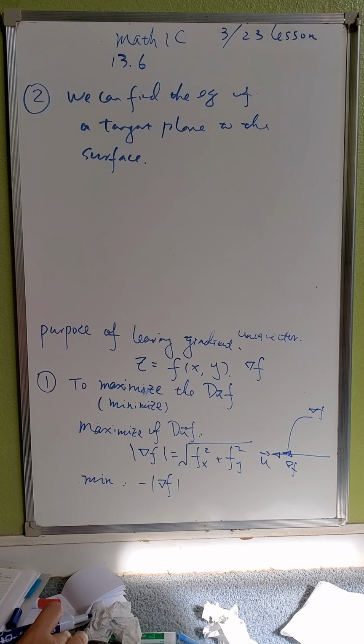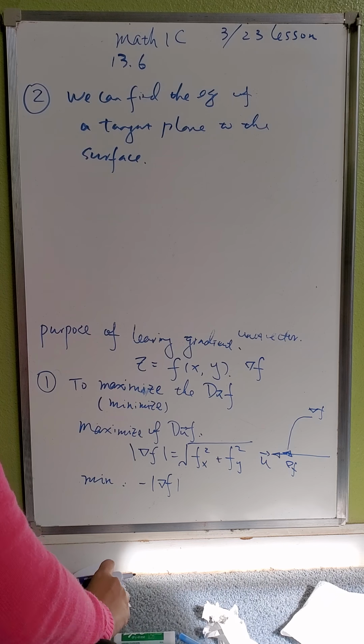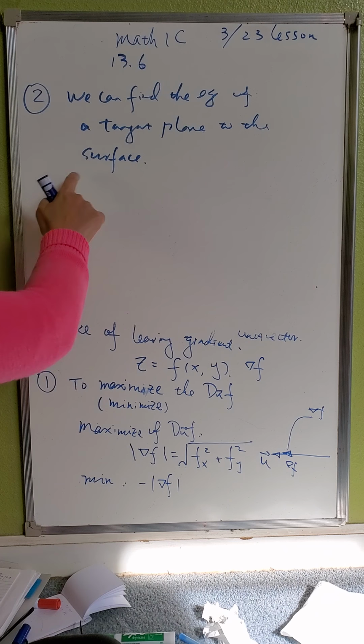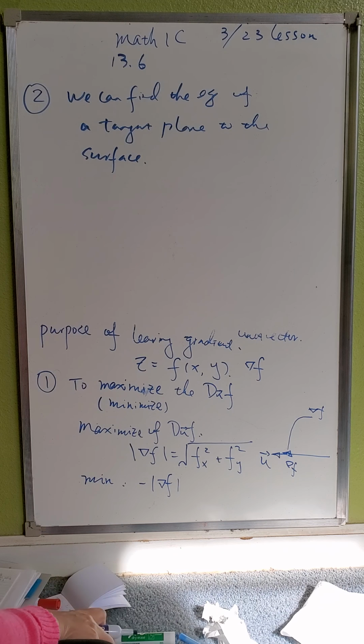So now we just need to find the gradient of the surface, and that will be the vector perpendicular to the plane. Then from there we can find the tangent plane, the equation of the tangent plane. So that is the purpose of it. Those are the two purposes. But these will be in 13.7, and now in 13.6, we're going to do some examples, okay?